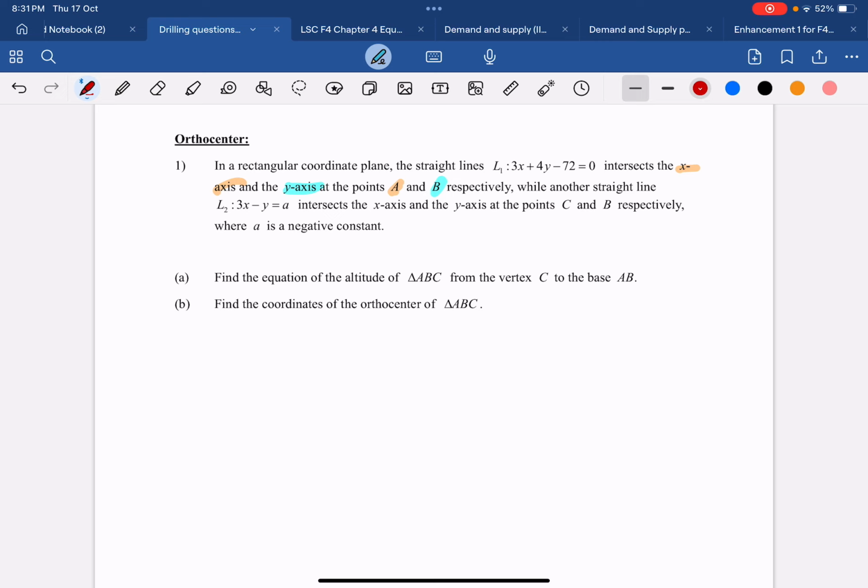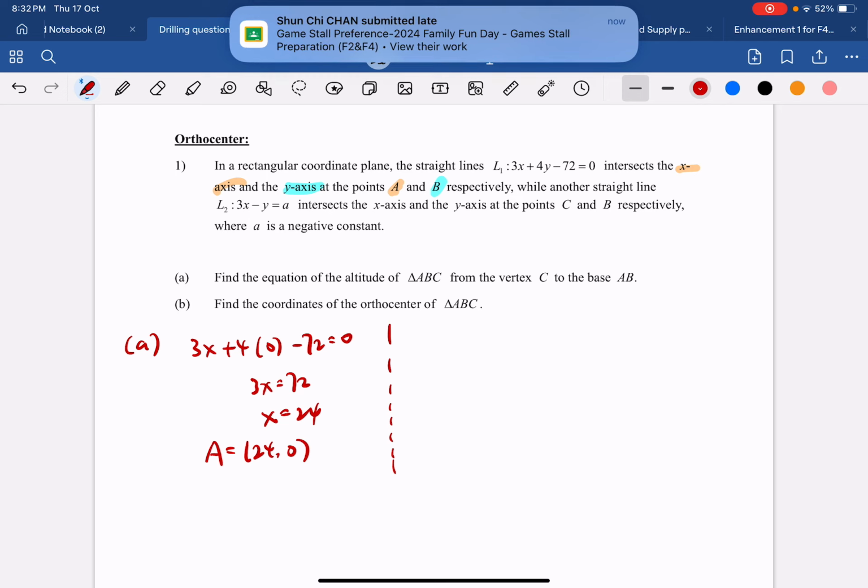So A is the x-intercept, so we will sub y is 0. Which means A is (24, 0). And then let's find B. B is the y-intercept, okay? Which means sub x equals 0.